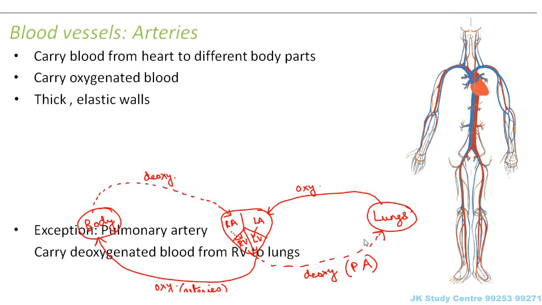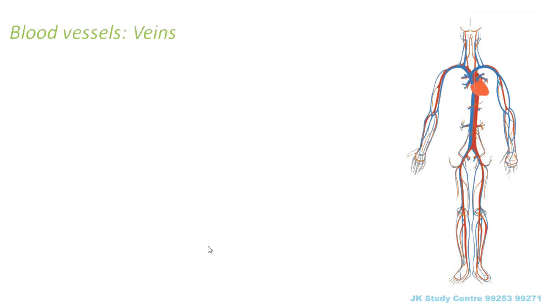That means all arteries will carry oxygenated blood from heart to body. Only pulmonary artery will carry deoxygenated blood from heart to lungs. So if you remember this block diagram of circulation, it will be very easy for you to remember things. So now you understand what are arteries? Okay. Let us now talk about veins.